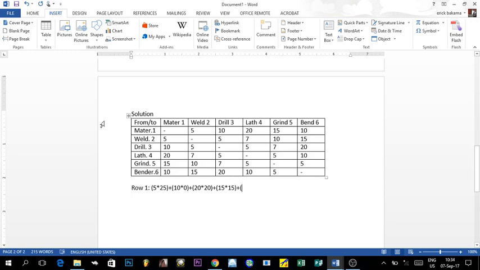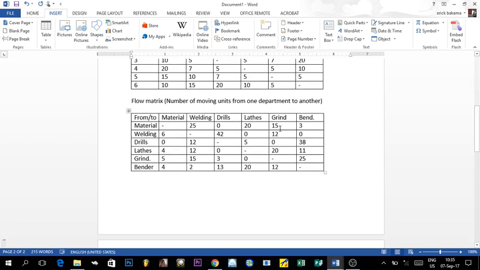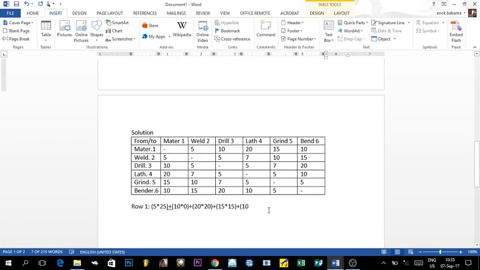Plus, and then we have material and bender. The distance between room 1 and room 6 is 10. And then material and bender, how many units? Here, material and bender, we have 3 units.